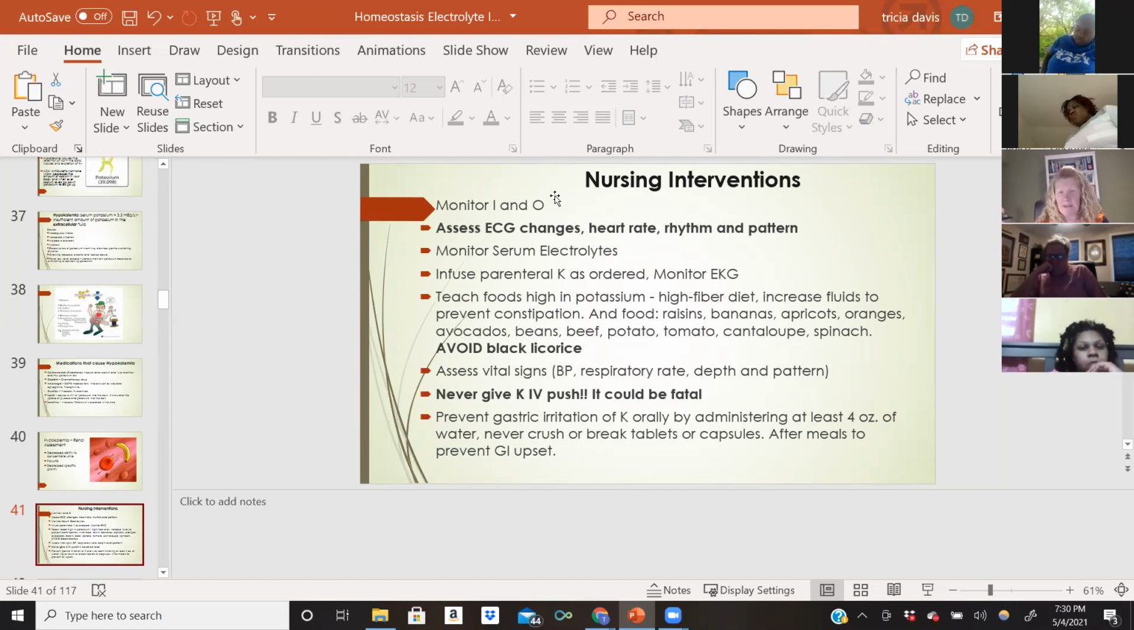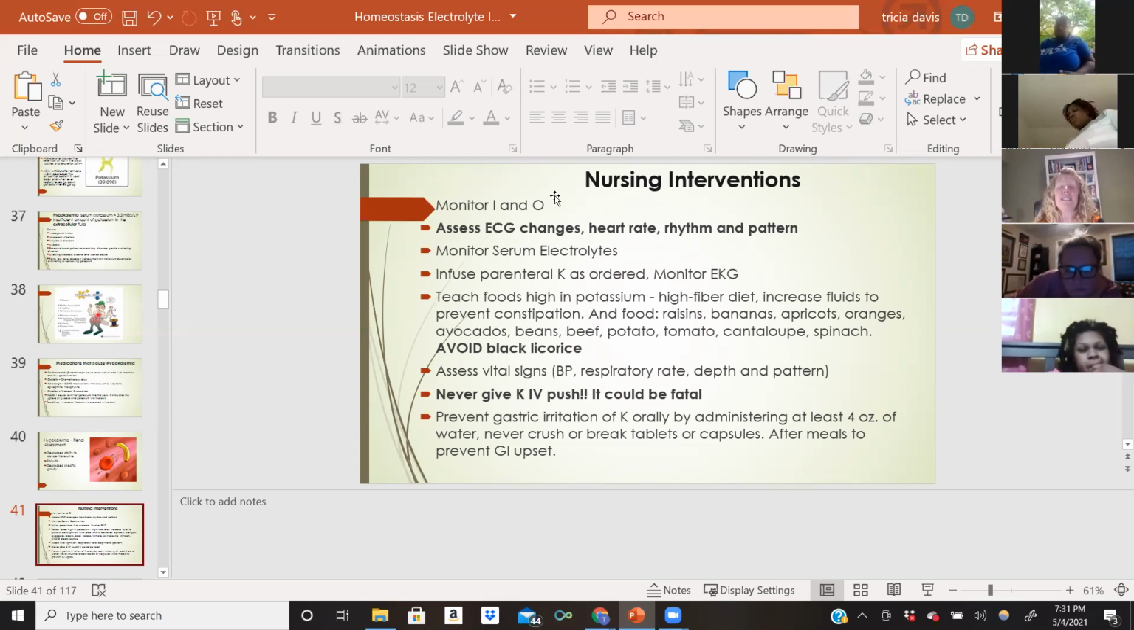Normally they'll pull labs every single morning, especially if they're on diuretic therapy, so they can decide what kind of replacements they have to do the next day. If they need it, we're going to infuse parenteral K as ordered. We're going to make sure that we monitor them through an EKG. Whenever replacing the potassium, we'd like to have them on a monitor. We want to educate our patients about foods that are high in potassium. So we want them to have a high fiber diet. We want to increase their fluids to prevent constipation.